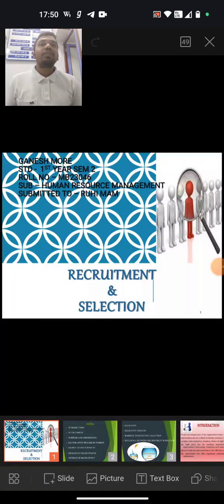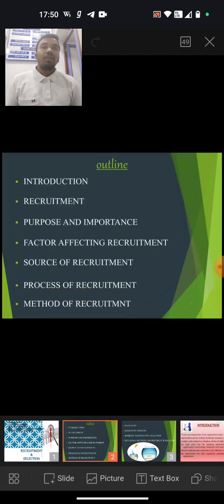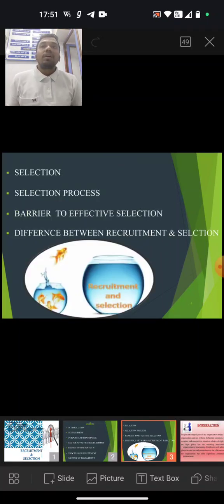My topic is Recruitment and Selection in Human Resource Management. Outline: Introduction, Recruitment, Process and Importance, Factors Affecting Recruitment, Sources of Recruitment, Process of Recruitment, Method of Recruitment. Selection: Selection process, barriers to effective selection, difference between recruitment and selection.